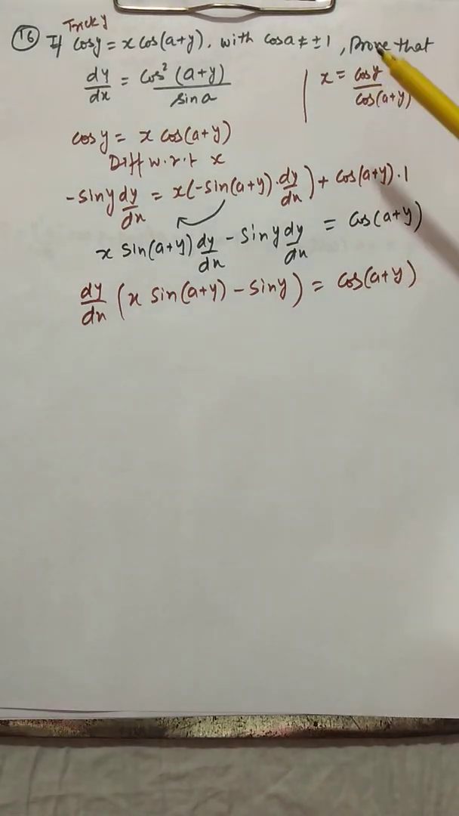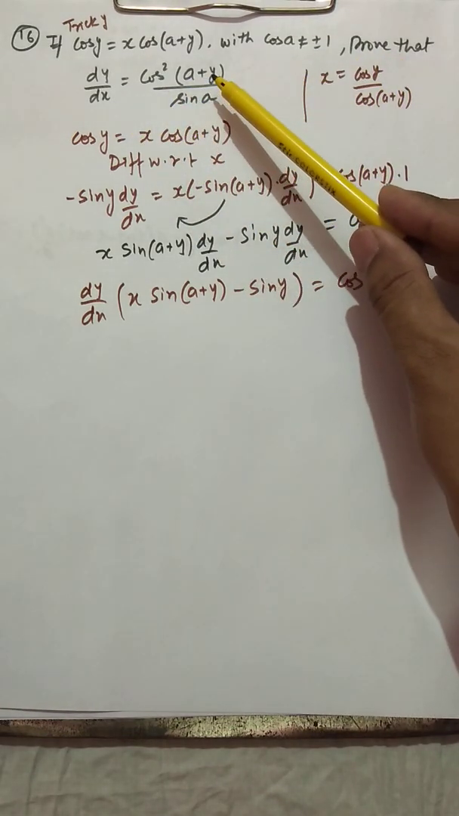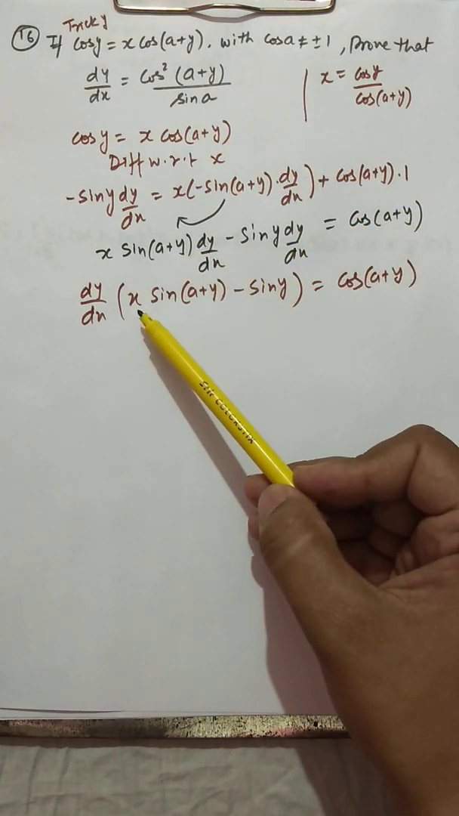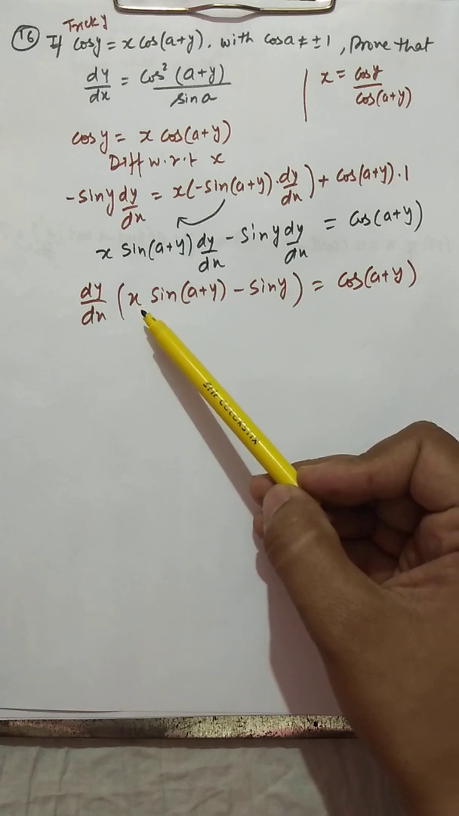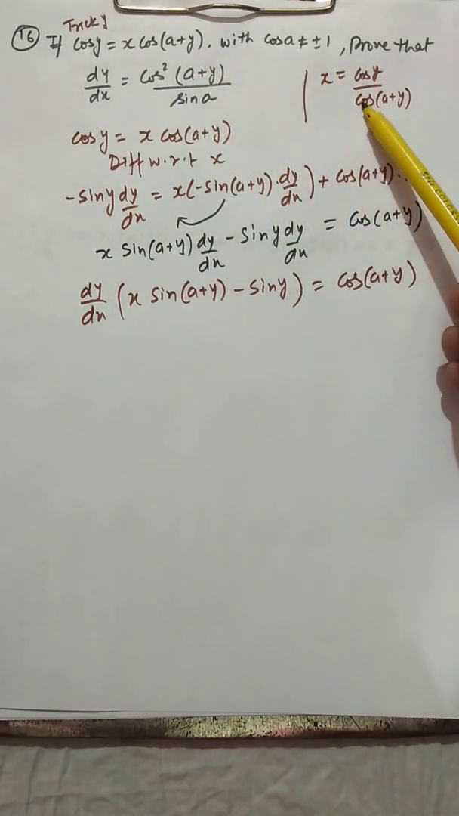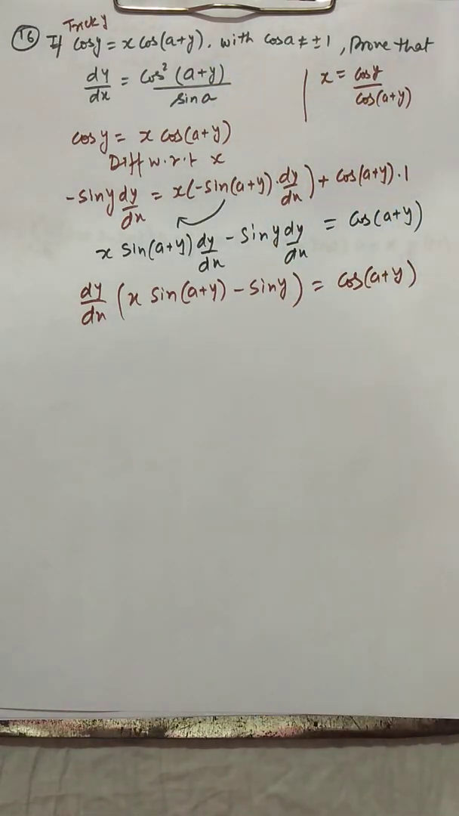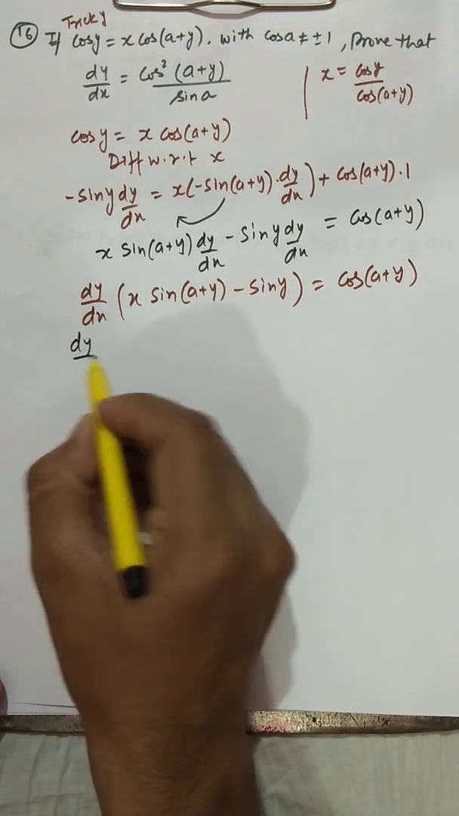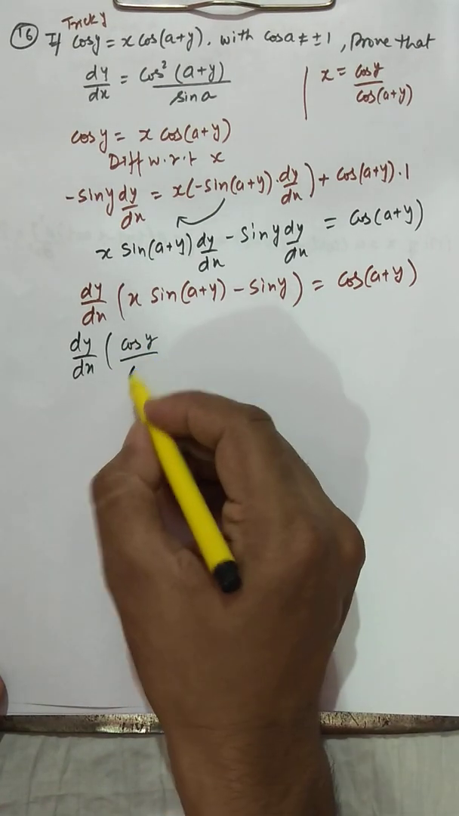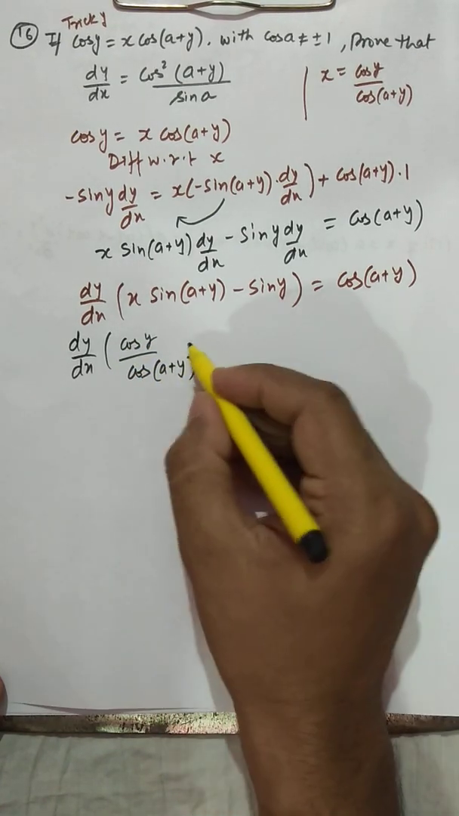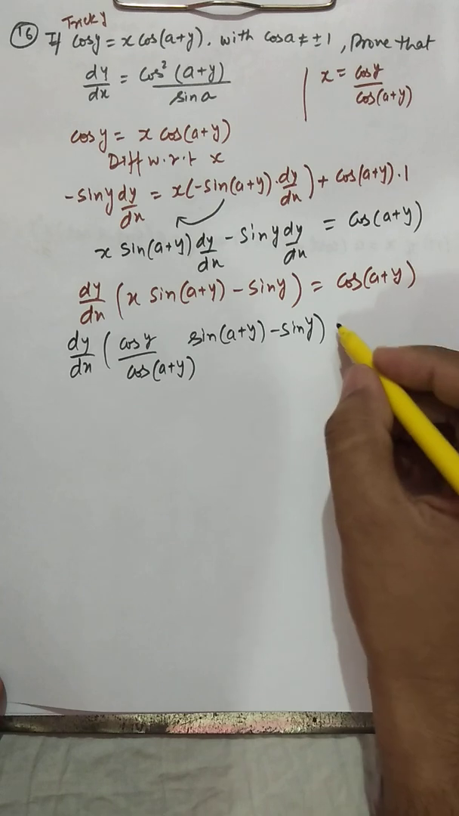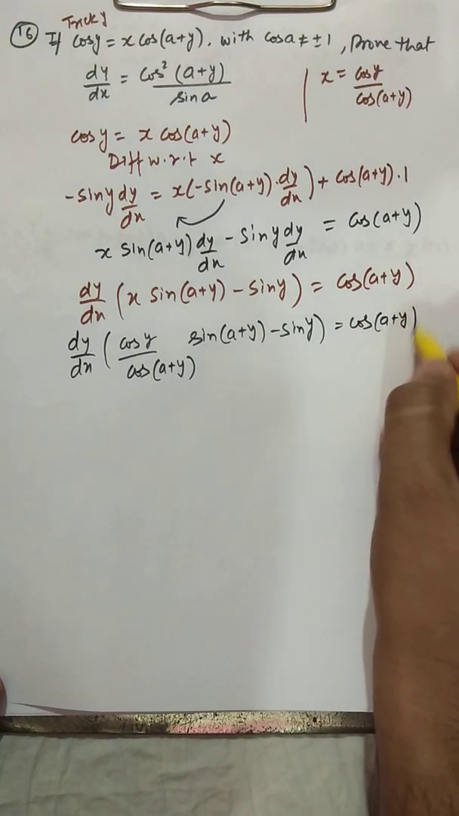Now you can see that we have to prove that the derivative is cos square(a plus y) upon sine a. So nowhere do you see that x is required in the answer. So we are going to replace this x, which we calculated from this in the beginning. So we can substitute that value of x here. So now it becomes dy by dx. So the value of x is cos y upon cos(a plus y), this is sine(a plus y) minus sine y, this is cos(a plus y).